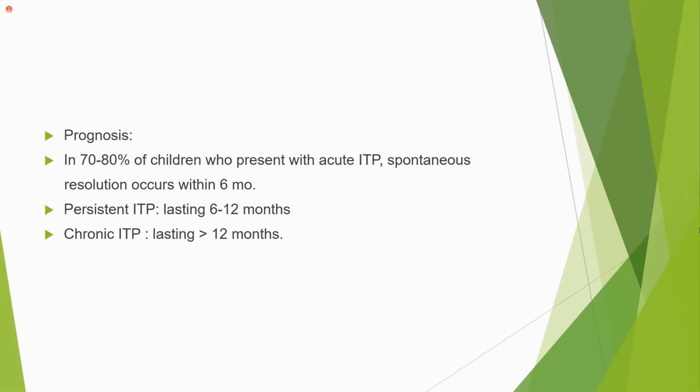Prognosis: in 70 to 80% of the children who present with acute ITP, spontaneous resolution occurs within 6 months. Persistent ITP is the one which lasts for 6 to 12 months, and chronic ITP is the one which lasts for more than 12 months. So in cases of chronic ITP, we will go for the second line drugs and splenectomy in refractory cases.